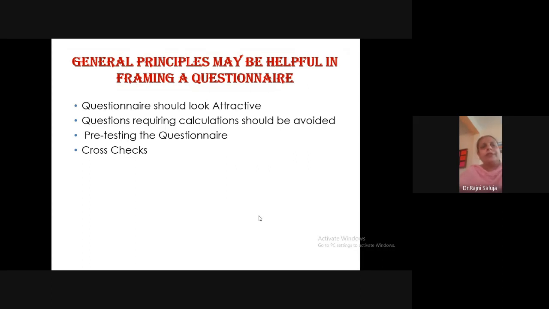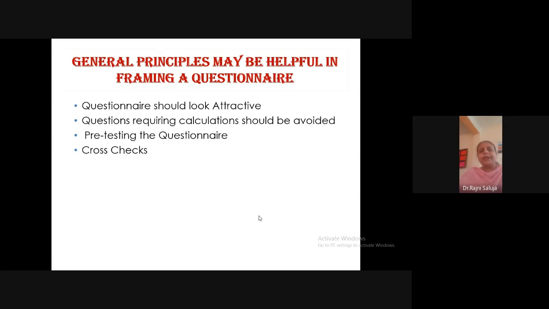Then questions requiring calculation should be avoided. Generally we get a monthly income, and all of us know our monthly income. But when calculations regarding yearly income come, we sometimes become confused. So we should try to keep the calculations simple. Then questions related to percentages and ratios should all be avoided.